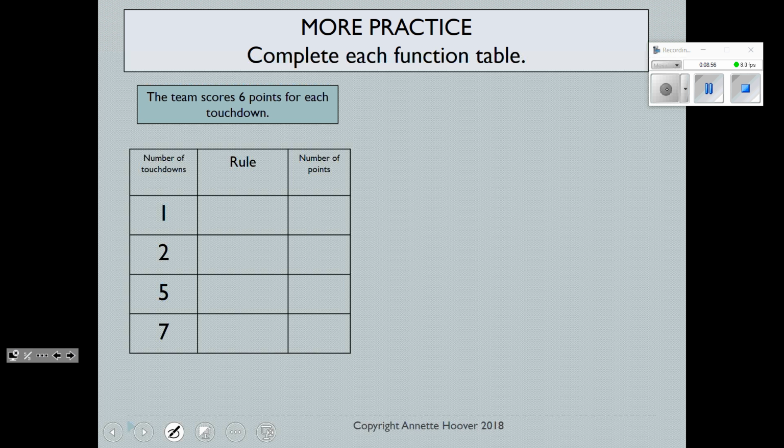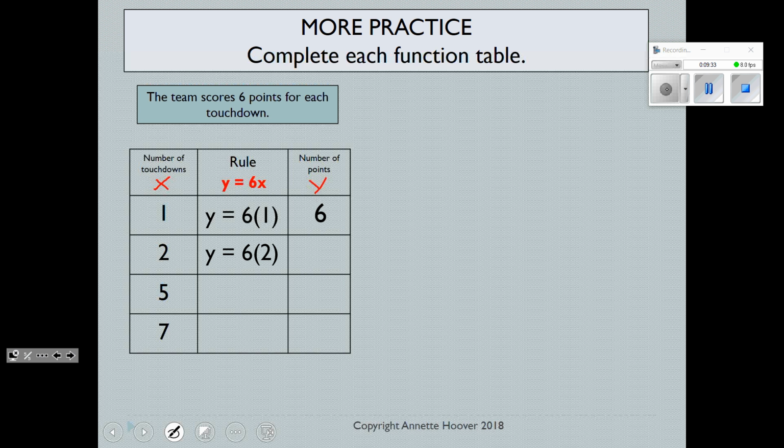A couple more practices. First, we have to write the rule. A team scores 6 points for each touchdown. So we're not doing the extra point or field goal, we're just doing the touchdowns. So if you score 6 points for every touchdown, our rule would be that you have to multiply the number of touchdowns times 6. 6 times the number of touchdowns. So x represents the number of touchdowns, and y is going to represent the number of points on the scoreboard. So after one touchdown, that would be 6 times 1, you have 6 points.